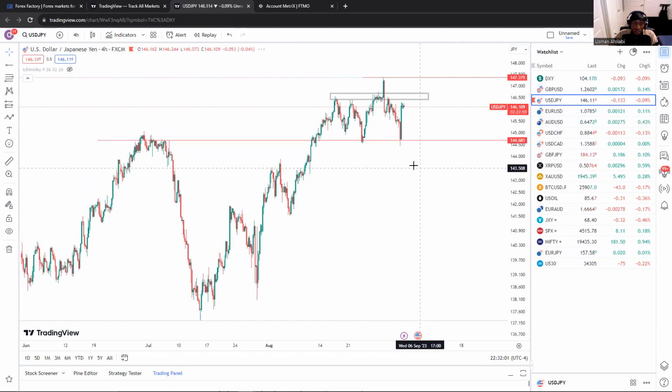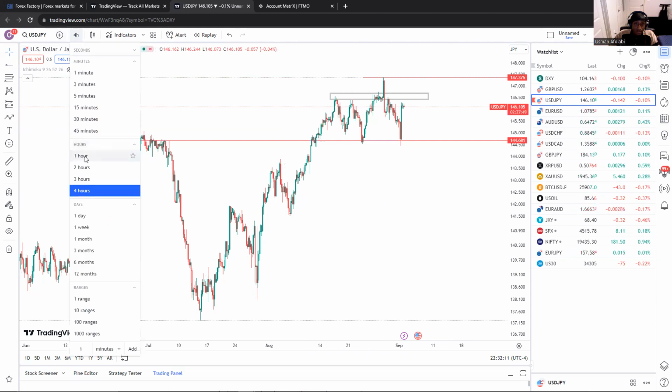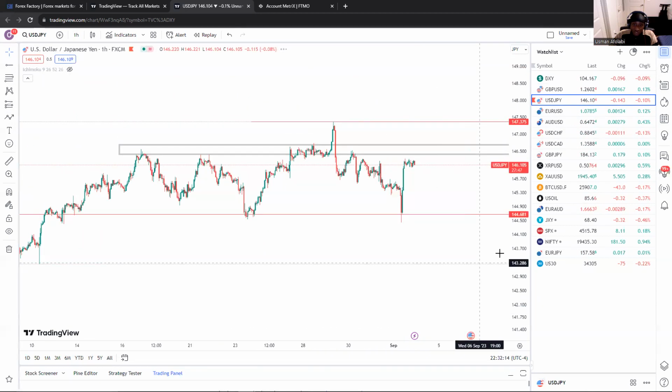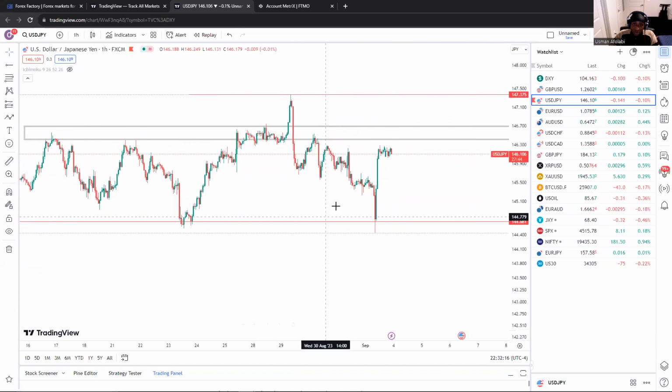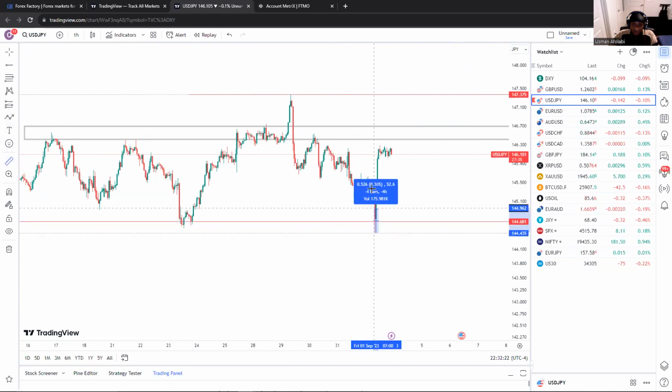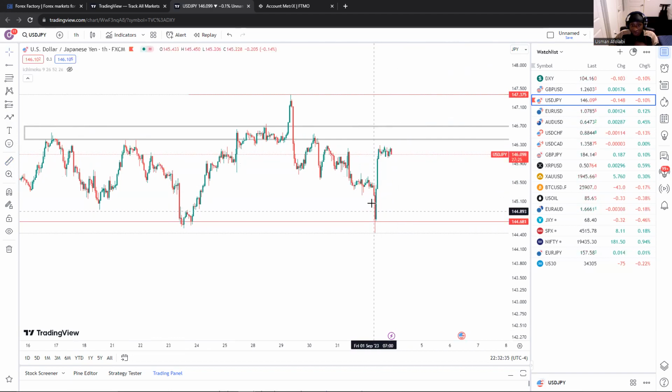USD JPY. In my last video, I said I was looking to potentially buy USD JPY if price was to come back to this support level here, and it did, but I just wasn't able to catch the trade. In 2 hours, price went 184 pips in 2 hours. So that's just ridiculous. That's crazy. So I missed out on USD JPY.